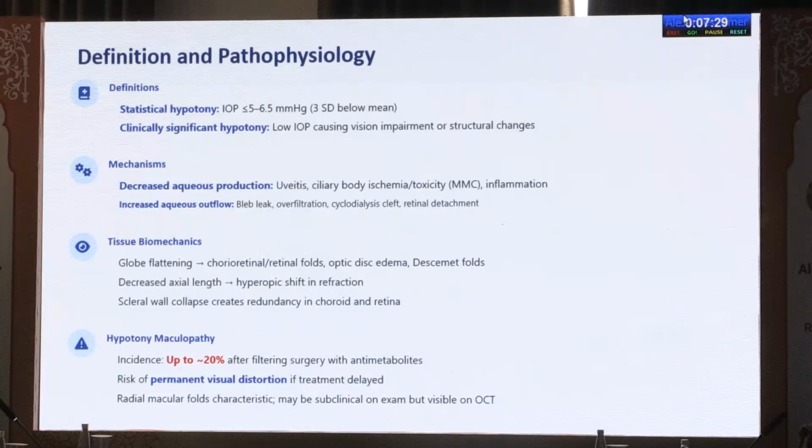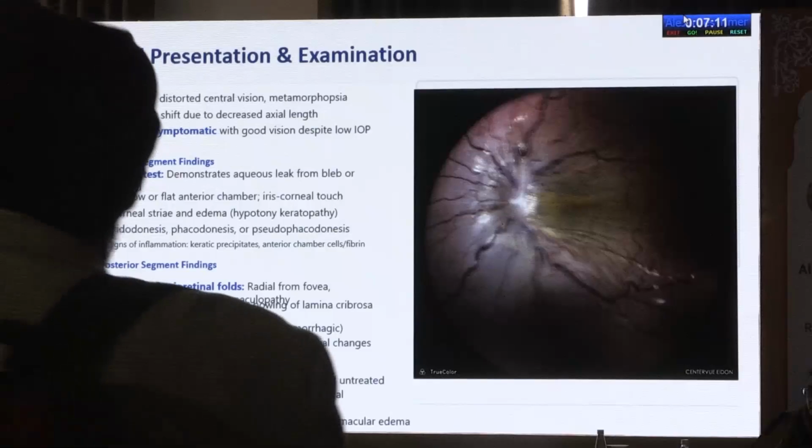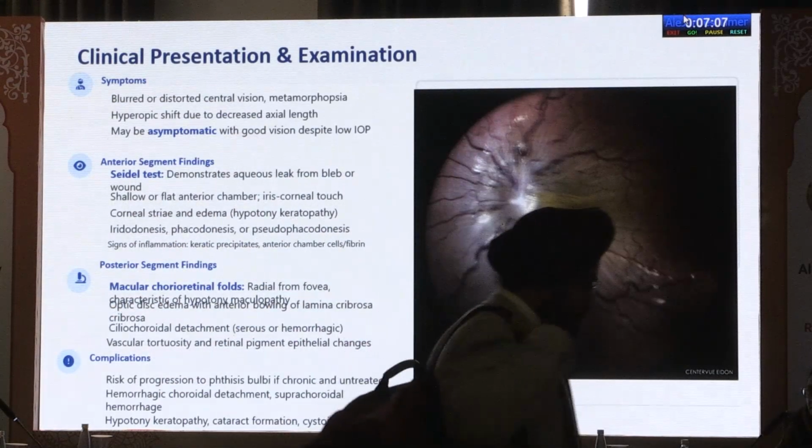So I'm just going to skip this slide. And this is a very typical appearance of post-RD surgical hypotony. The retina is attached, but you see the disc has a bit of gliosis, there are a lot of folds, the vessels are dilated, and you see folds running across the macula. So it's a very typical picture of how hypotony maculopathy would look.